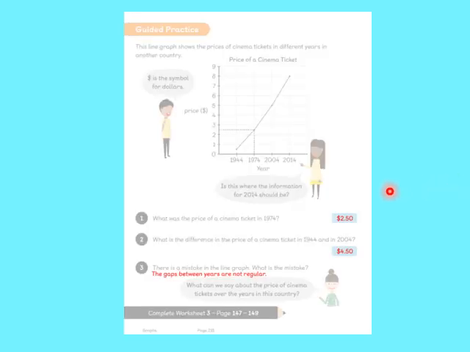Okay, so here are the answers to the guided practice. We worked out question 1 together. I'm hoping you did okay on question 2. You had to find the price in 2004 and in 1944 and then take one away from the other. And then for question 3, the answer was that the gaps between the years, so that's along here, are not regular. And you can see the gap between 1944 and 1974 is 30 years. There's another 30-year gap here, but the gap between 2004 and 2014 is only 10 years, so that was the mistake.